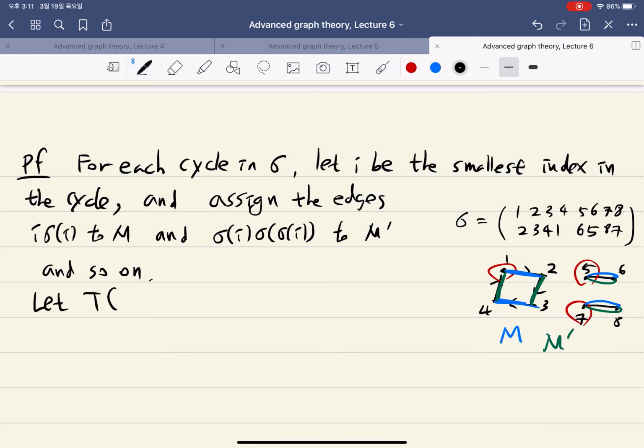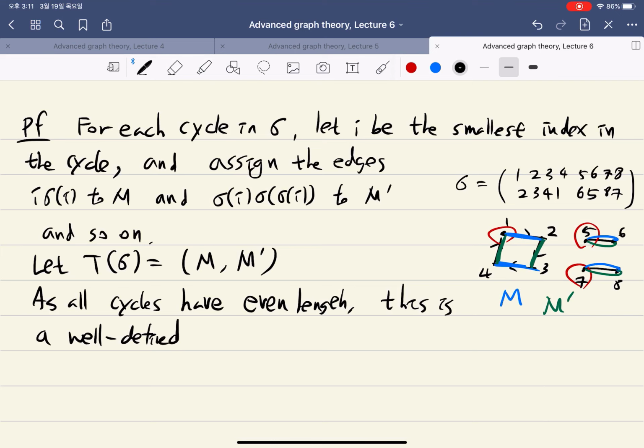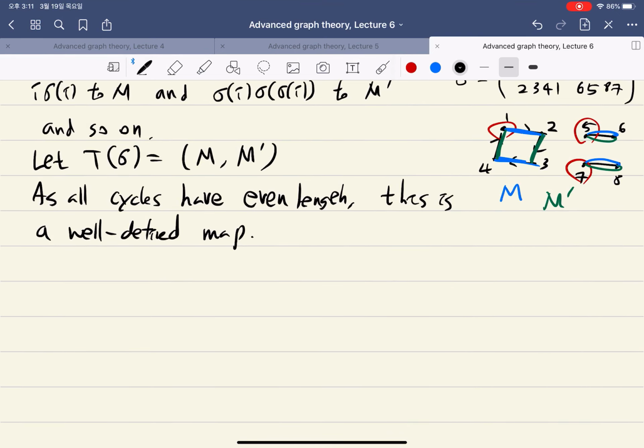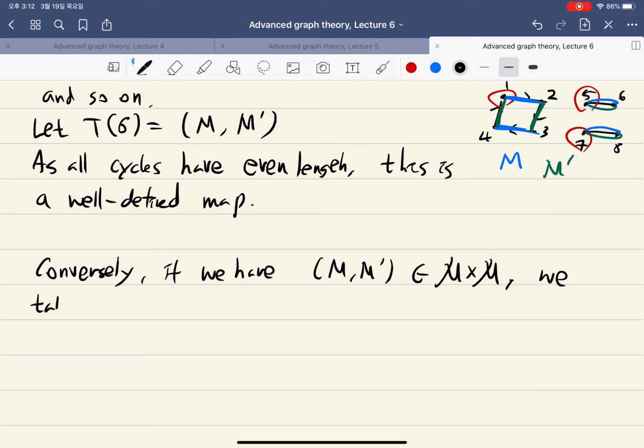We let T of sigma be M, M prime, as all cycles of this permutation have even length. This is a well-defined map. So we want to show that this is actually a bijection. So conversely, if we have some M, M prime in curly M by curly M, what do we do? We simply take the union of the two.